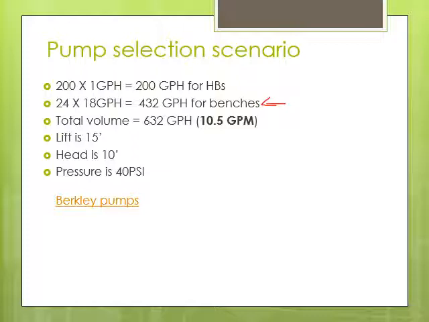And if you do the math, we can convert that to minutes, divide by 60, and we get 10.5 gallons per minute. And there's our lift height of 15 feet. Our head height is 10 feet, and our pressure is 40 psi.